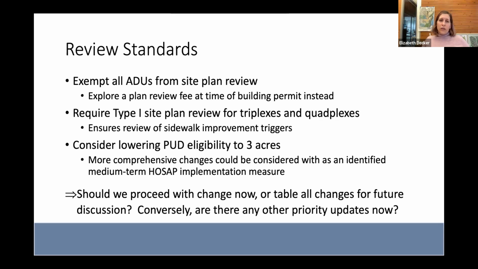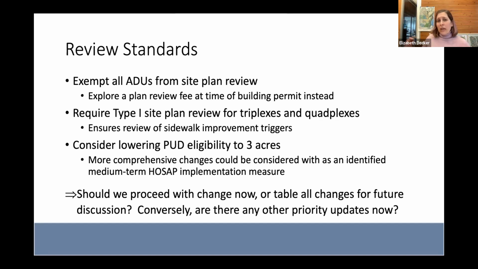And then on PUDs, we had talked about whether we could use a small PUD to accomplish some of these compact lot divisions. We did go ahead with compact lot developments, but also proposed that PUDs could come down to 3 acres. We have a more comprehensive implementation measure in the housing options and study action plan that's identified as medium term. The idea being, let's get all these by-right options, middle housing, added, and then come back and see what else extra could be added through the PUD as a later step.